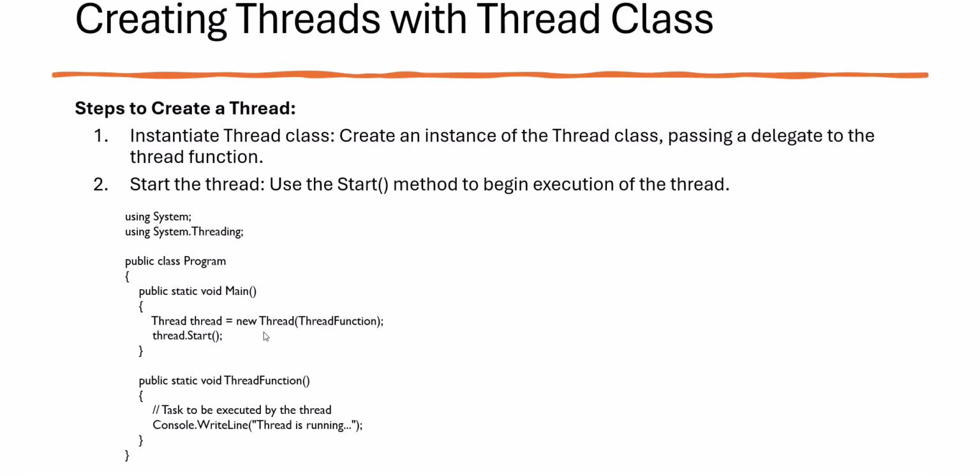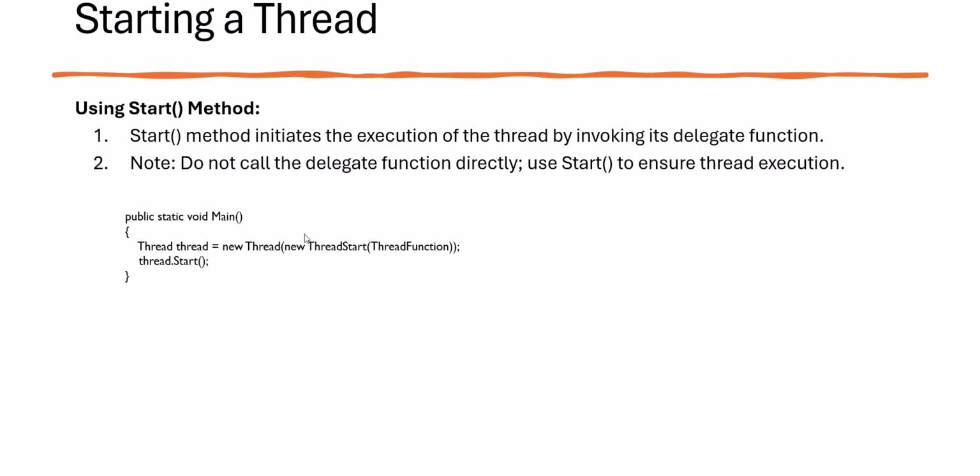So this is the example for creating threads with the Thread class. Next is starting a thread. I have already shown how we use the starting of a thread, right? And there is another way we can create a thread, using a new delegate of ThreadStart for the new thread, while creating our thread. So why do we do that here?